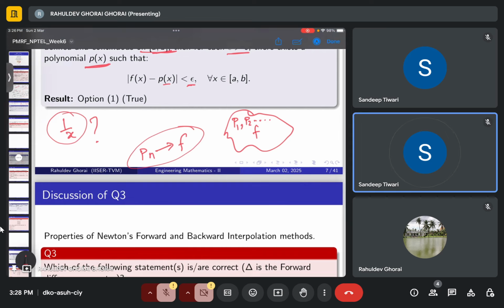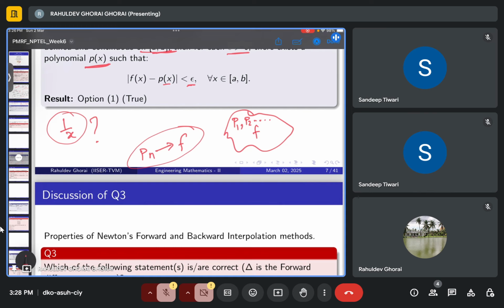Okay, sir. So 1 by x in the 0 to 1 interval. Then it blows up in a small neighborhood. If you want to approximate it, then the polynomial function has to also blow up. But a polynomial cannot blow up in a small neighborhood, right? If you take any neighborhood, it will be bounded, right?